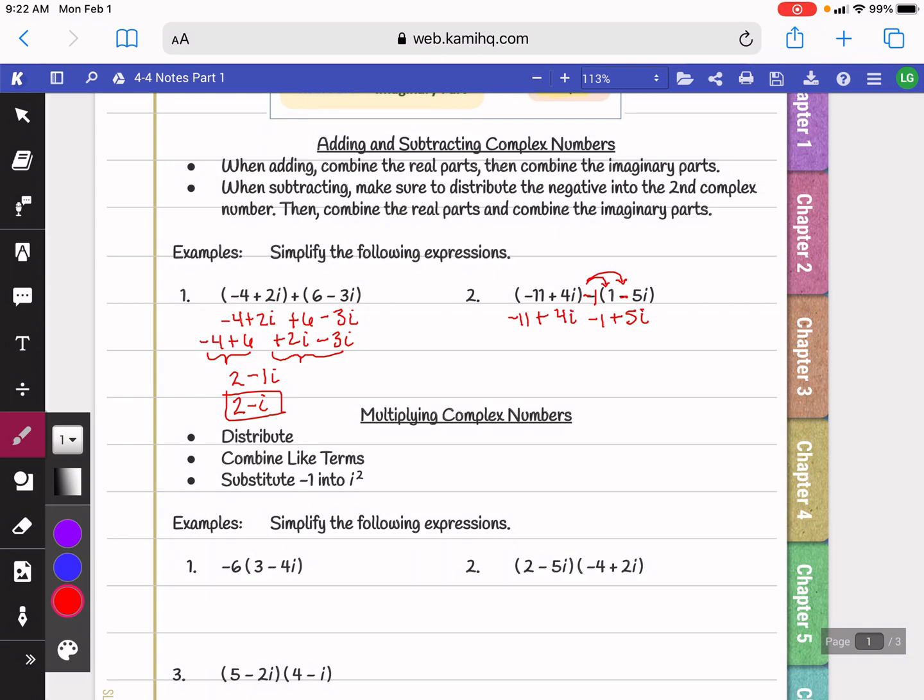Now I'm going to combine like terms. So I'm going to put the numbers that are like next to each other. I'm going to start by grouping my real numbers. So I'm going to group -11 minus 1. And now I'm going to group my imaginary numbers. So I have positive 4i plus 5i. And then I can combine like terms. So -11 minus 1 is -12, and 4i plus 5i would be positive 9i.